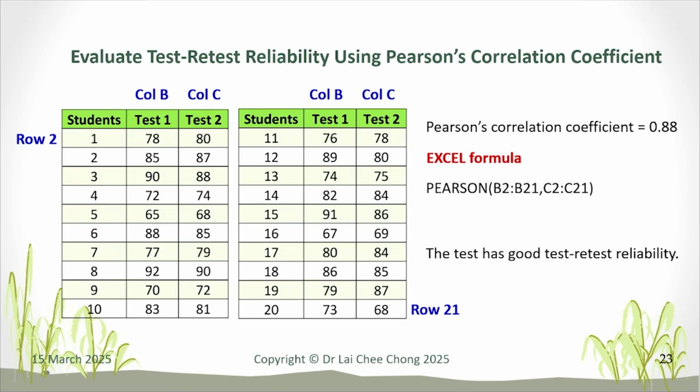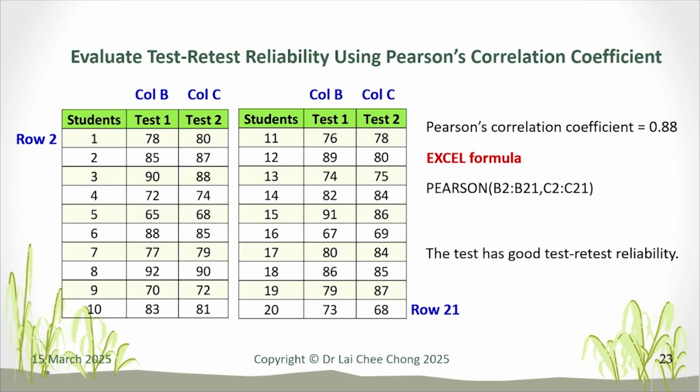Now, how to do it? Here's the formula. It's called Pearson. This is a built-in function, by the way. Look at it first, okay? You see, from B2 to B21, what does that mean? That means I'm taking this is the first test. This is the second test, right? Because the second test is from here to column C. From here to here, this is the first test.